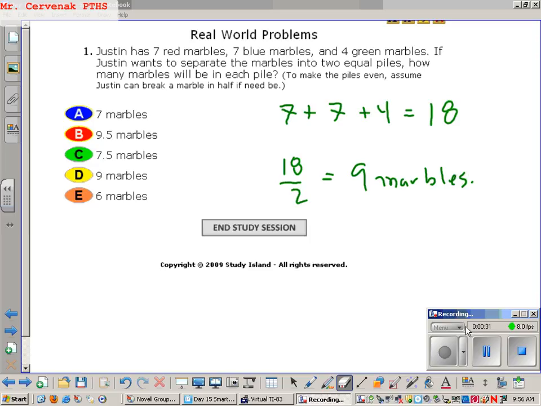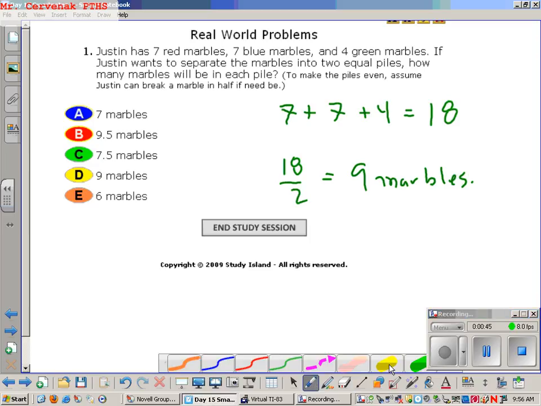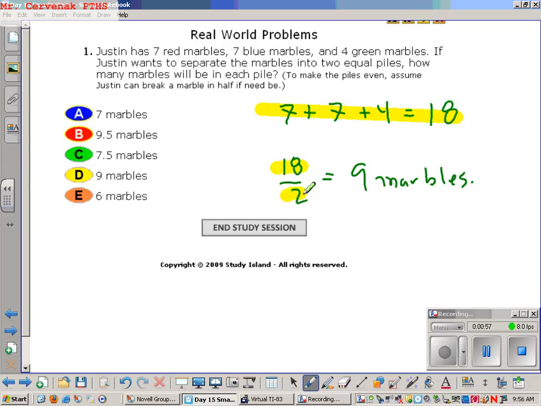In this one, we look at Justin having 7 red marbles, 7 blue marbles, and 4 green marbles, and reading the question extremely carefully, we see that we need to determine how many piles to put the marbles in. Step number 1, add up the marbles. 7 plus 7 plus 4 equals 18. Step number 2, 18 marbles dividing evenly twice equals 9 marbles. Final answer is D, 9 marbles.